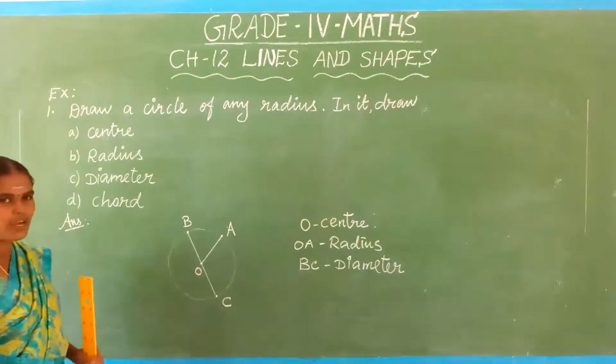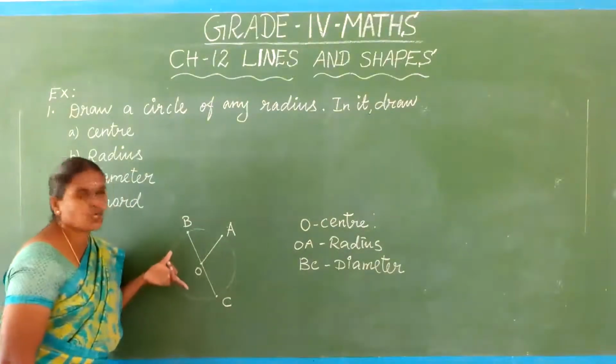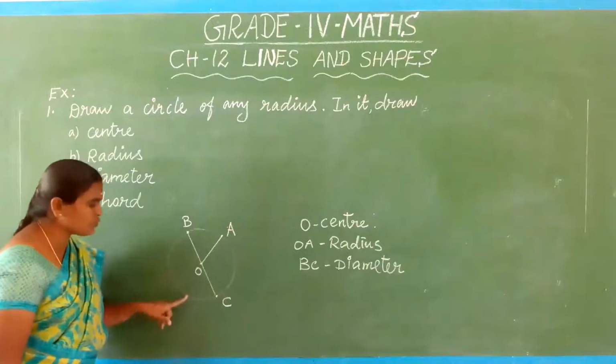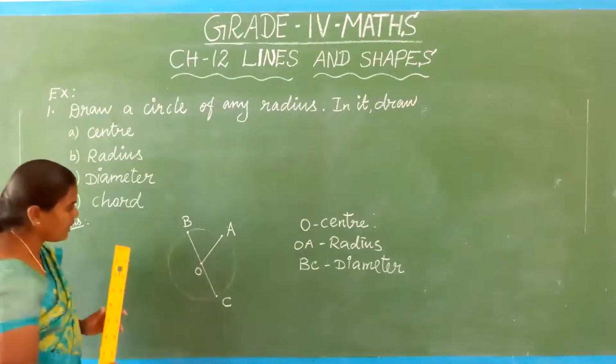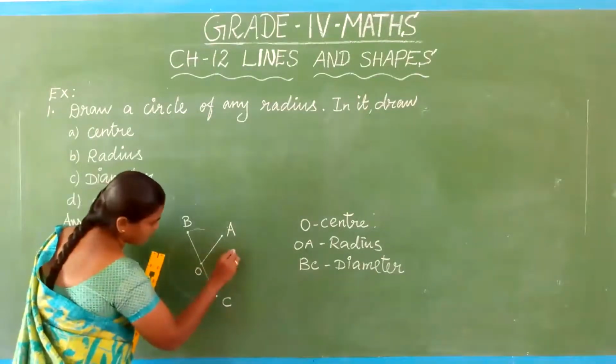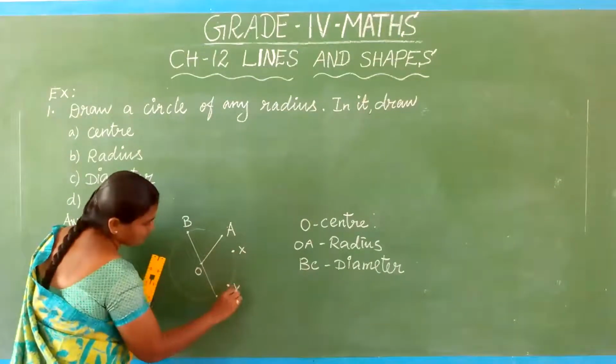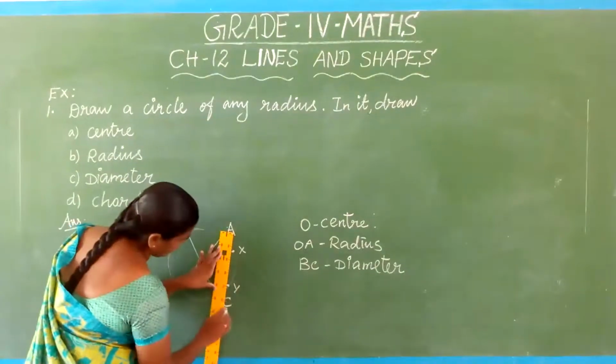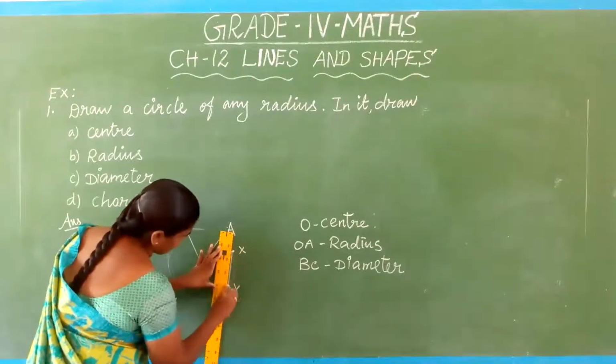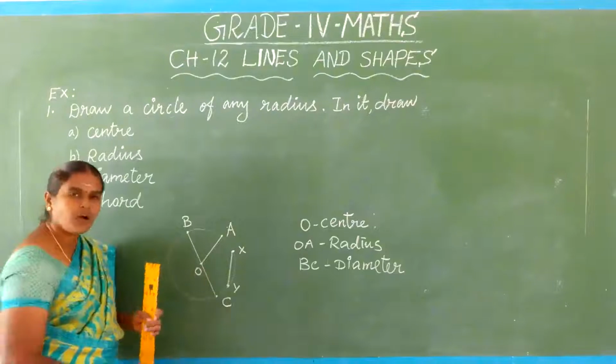Okay, next one, chord. What is the meaning of chord? Take any 2 points on the circle and join the 2 points; it is called a chord. I take any 2 points here: X, and another point, Y. Join this X and Y. So XY is called a chord.